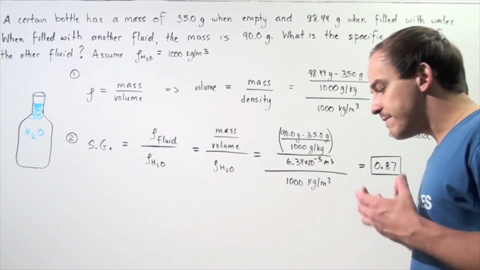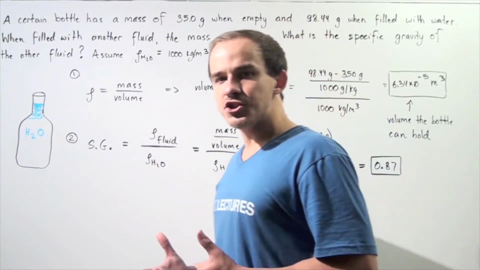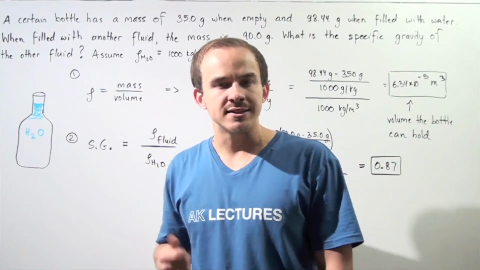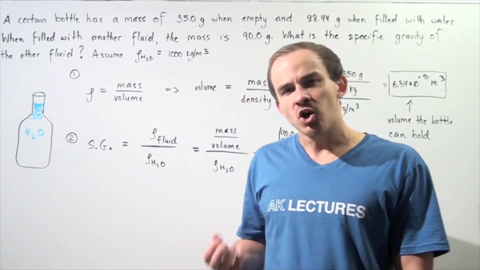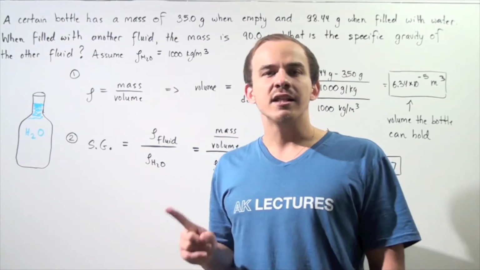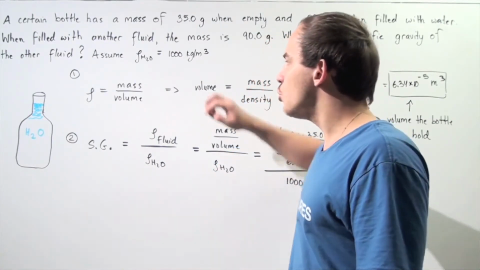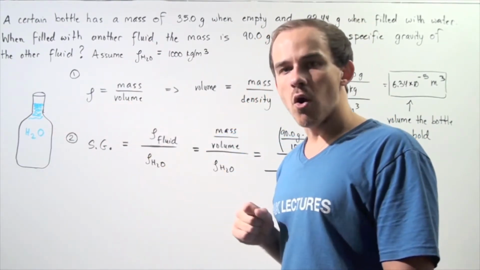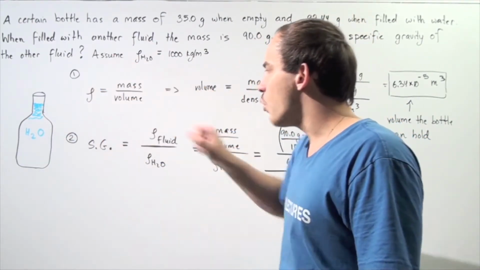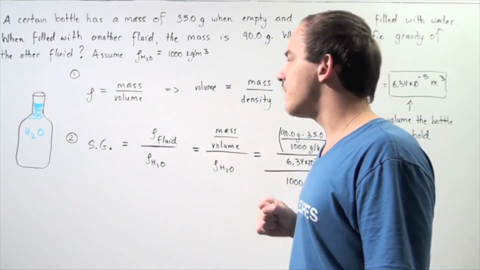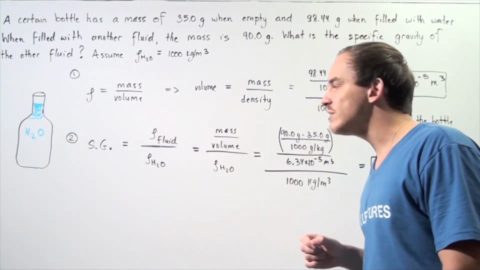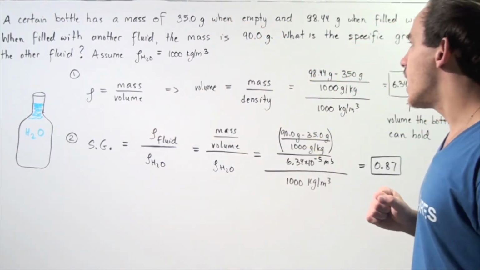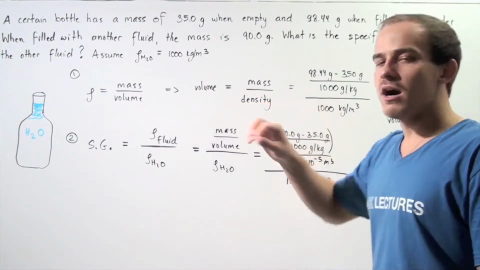So let's begin by first using our density equation to calculate what the volume capacity of the bottle is. In other words, what volume of fluid can our bottle hold? To calculate the volume, we're going to use the mass of the water inside the bottle and the density of water. So we simply take this equation and rearrange and solve for volume. And we see that volume is equal to the mass of the water in the container in our bottle divided by the density of water.